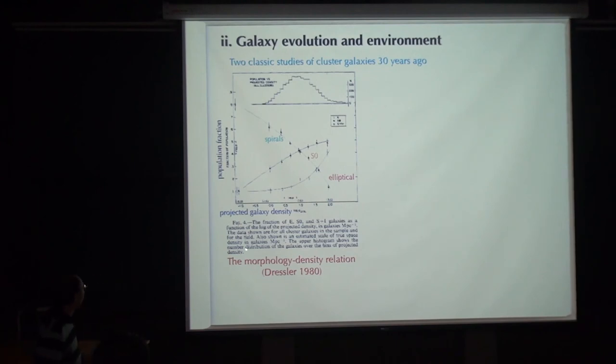One is a paper by Alan Dressler in 1980, which primarily delineated what's called the morphology-density relation, or density-morphology relation. And what Dressler did was he took photographic plates, which covered a reasonably large area, centered on 10 galaxy clusters.